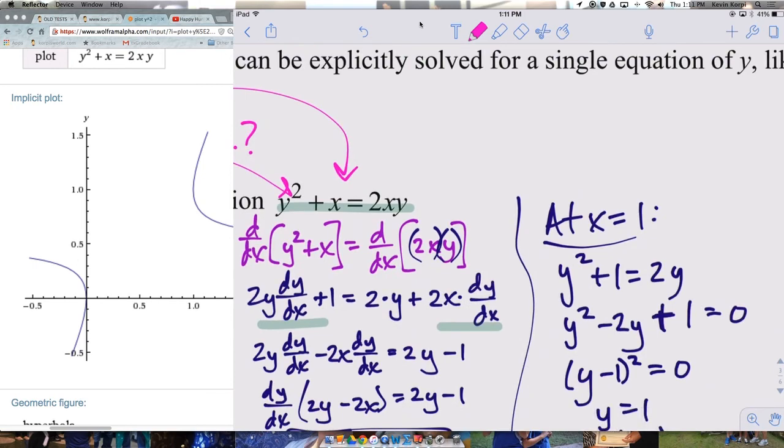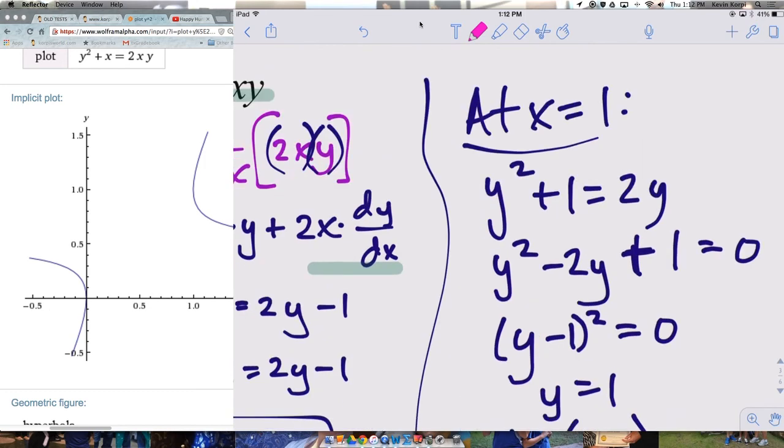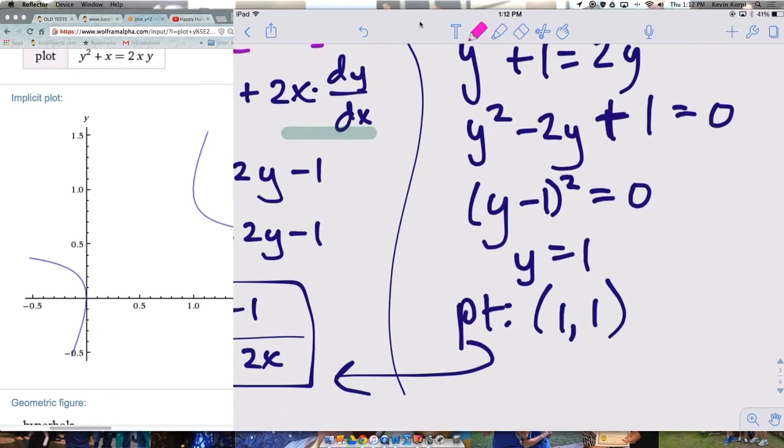At x equals 1, if you plug it into your original equation, you get y squared plus 1 equals 2 times 1 times y, or 2y. If you bring the 2y across, you have a really handsome quadratic trinomial there as a function of y, and it factors nicely. In fact, it's a perfect square trinomial. It factors into (y minus 1) squared. And so there's only one y value associated with the x value there, and it's 1. So now we have our ordered pair (1, 1).